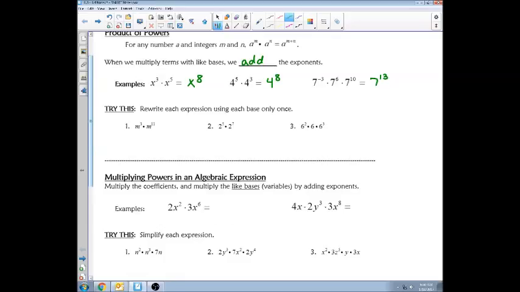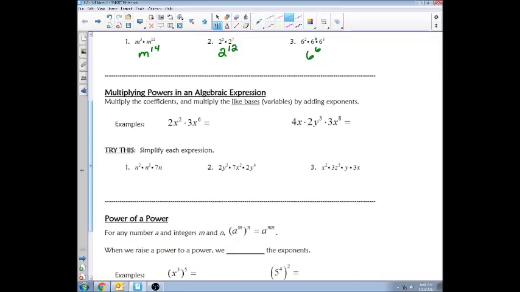Rewrite each expression using each base only once. So we have m to the third times m to the 11th, which will get us m to the 14th. We have 2 to the 5th times 2 to the 7th. Remember, we're going to add 5 and 7, so 2 to the 12th. Number 3, 6 to the 2nd times 6 to the 3rd. If there is not an exponent, there's always a 1 hidden up there. So I have 2 plus 1 plus 3, so 6. 2 plus 1 is 3, plus 3 is 6. So 6 to the 6th power.